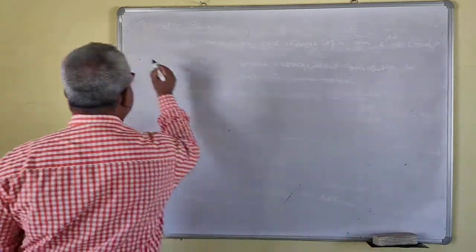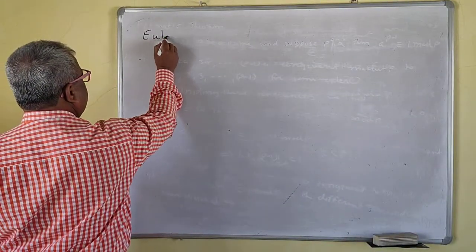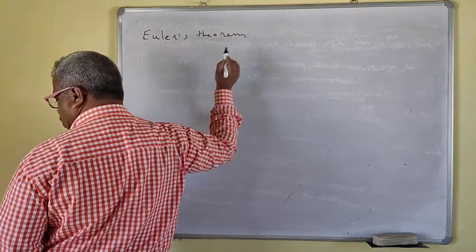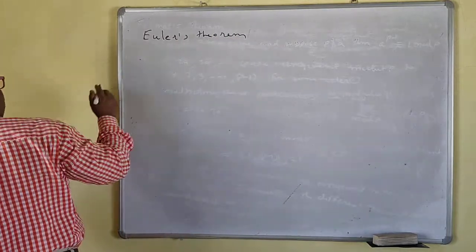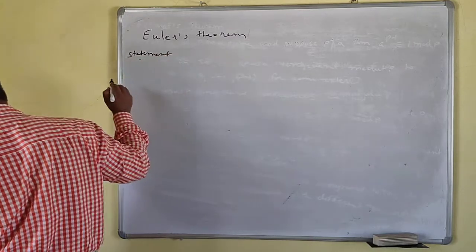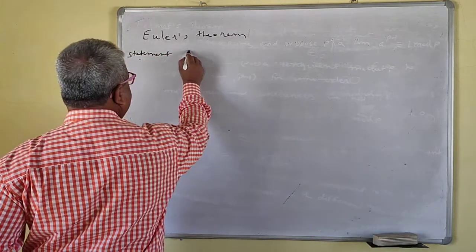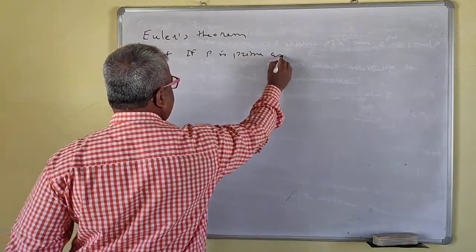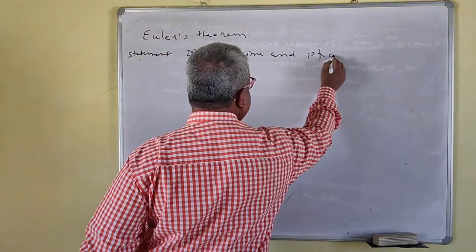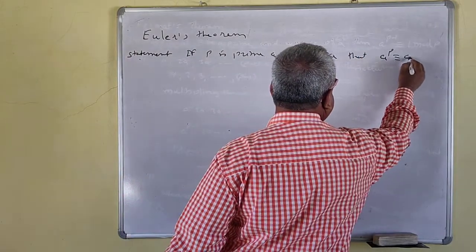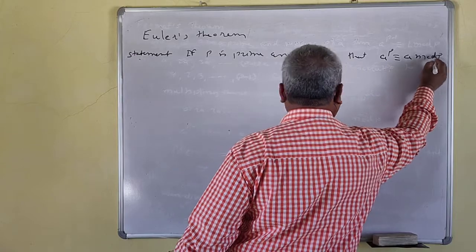So we write Euler's theorem now. Euler's theorem. Statement. If p is prime and p does not divide a, then a raised to p is congruent to a mod p.